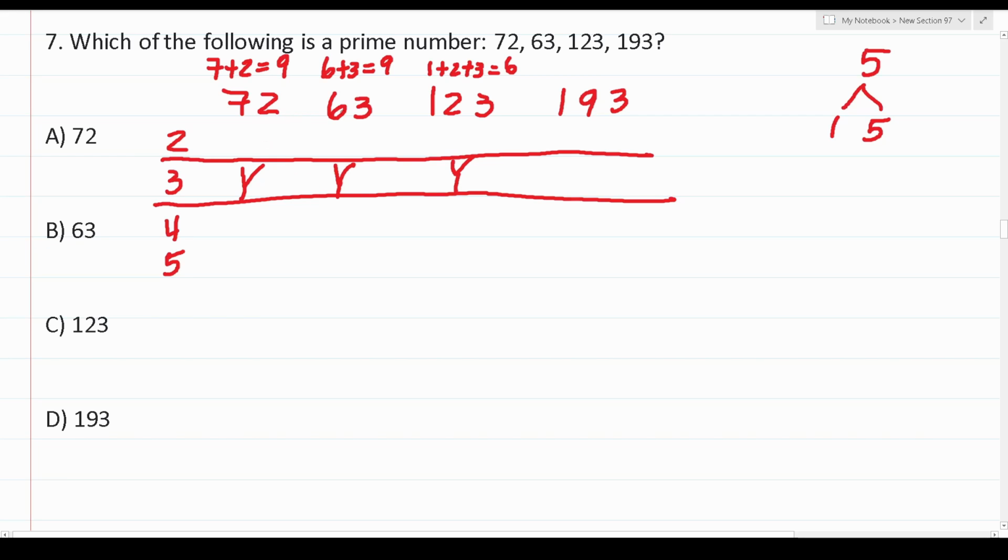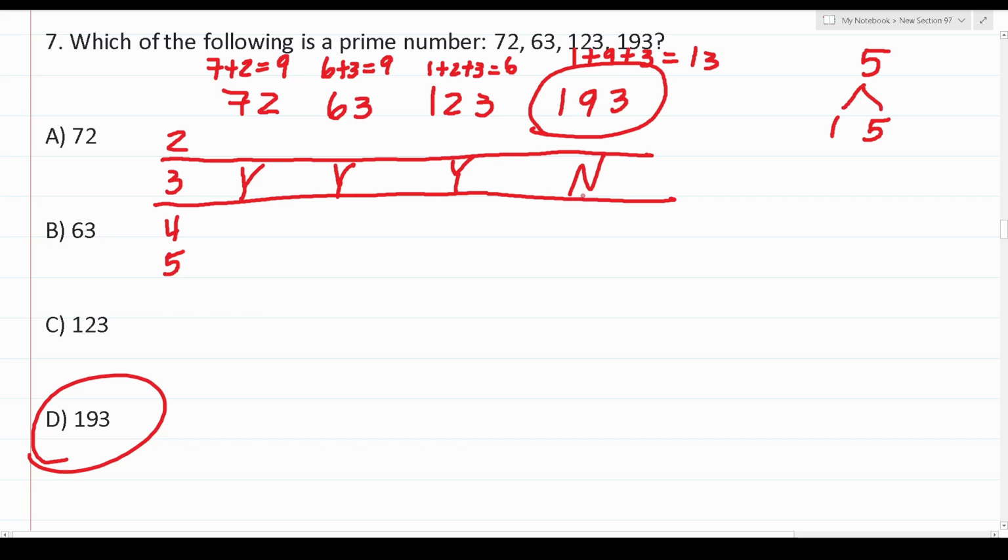And since 72, 63, and 123 are all divisible by 3, that is something other than 1 and themselves, they're not prime. And by process of elimination, I know 193 has to be prime. And we can do a divisibility check for 3 if we want. 1 plus 9 plus 3 is 10 plus 3, which is 13. Is 13 divisible by 3? It's not. Therefore, 193 is not divisible by 3.